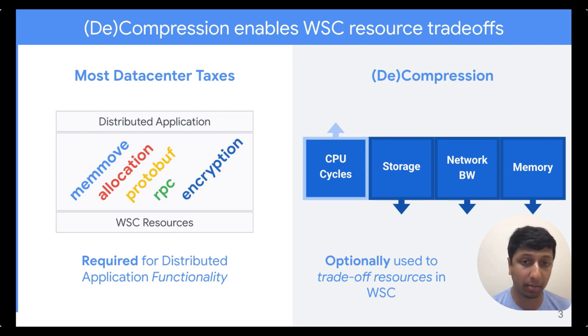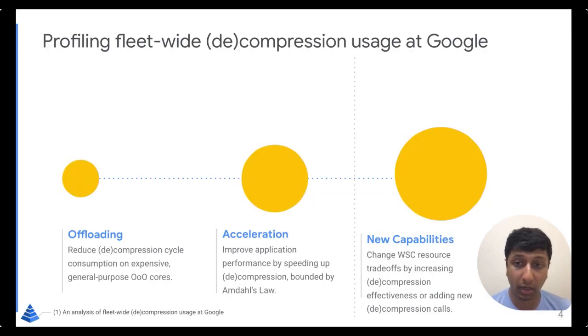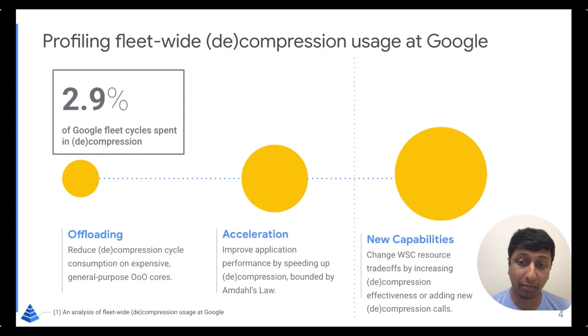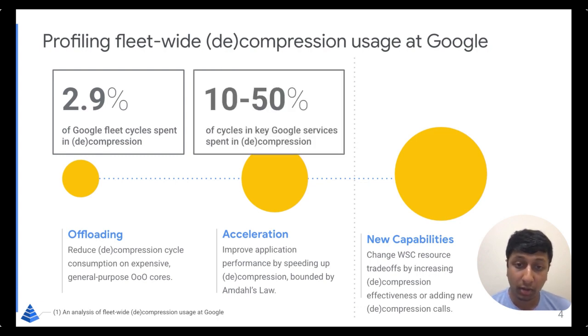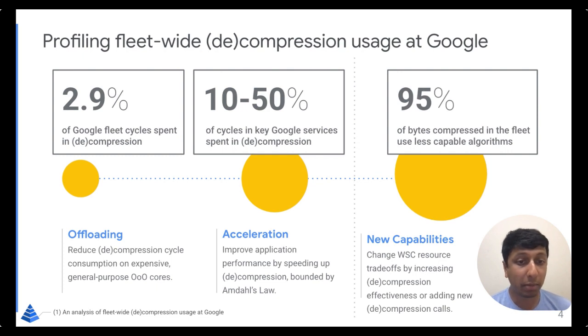network bandwidth, and memory. As a first step in this study, we profiled Google's fleet-wide usage of compression and decompression to understand specialization opportunities in terms of offloading, acceleration, and enabling new capabilities in the data center. We first found that about 3% of fleet-wide CPU cycles at Google are spent in compression and decompression. Certain services spend nearly 50% of their time in Google's fleet in compression and decompression. But most importantly, 95% of bytes compressed in the fleet use less capable algorithms, presenting a large opportunity for hardware specialization to change warehouse-scale resource trade-offs.